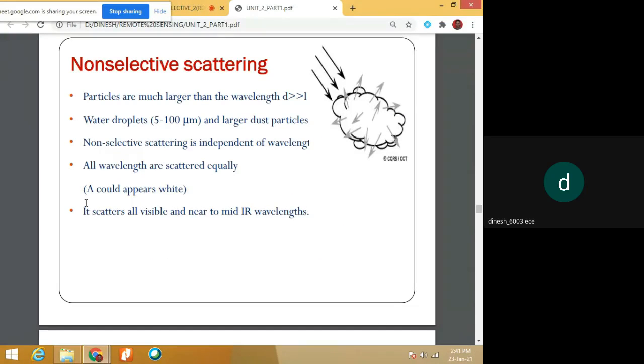Apart from these two scatterings, we have another scattering called non-selective scattering. It involves particles that are much larger than the wavelengths, having diameter greater than 1, such as water vapor droplets in the atmosphere ranging between 5 to 100 micrometers, along with large dust particles. This non-selective scattering is independent of wavelength, where all the wavelengths are scattered equally. So a cloud appearing white is a non-selective scattering that scatters all visible and near to mid infrared wavelengths.